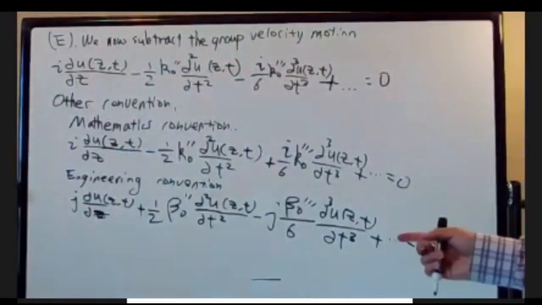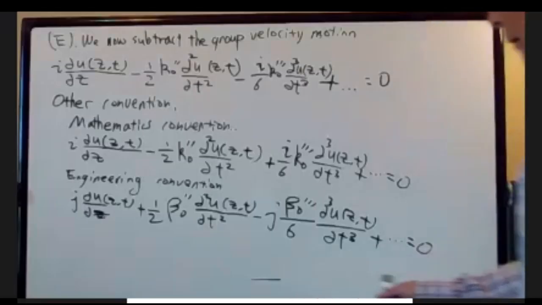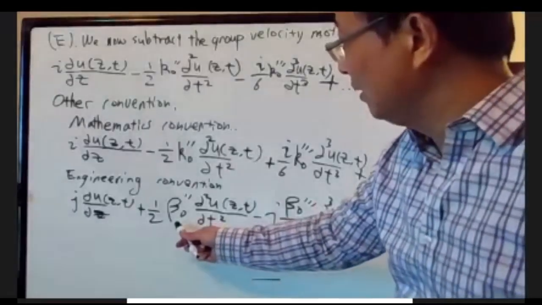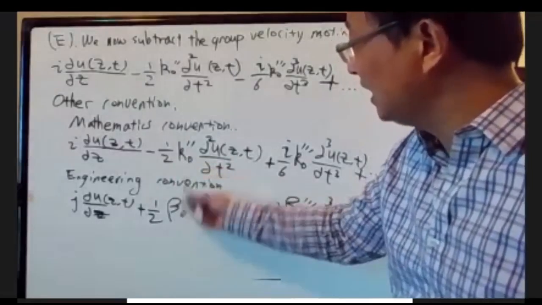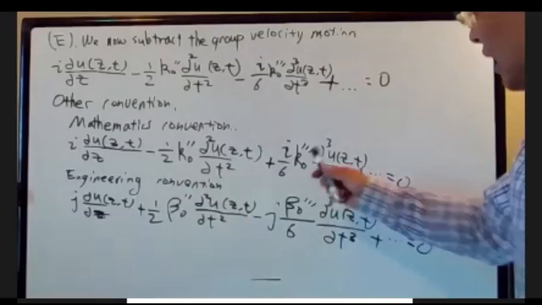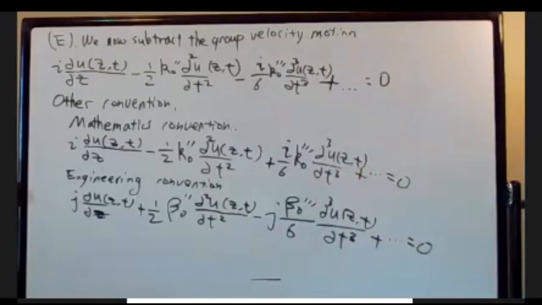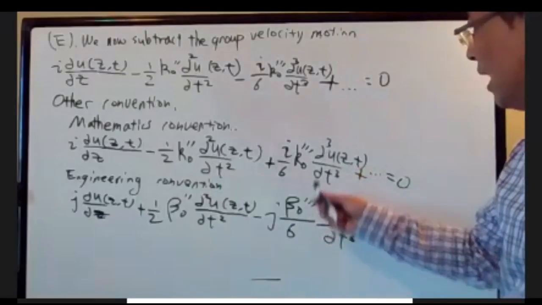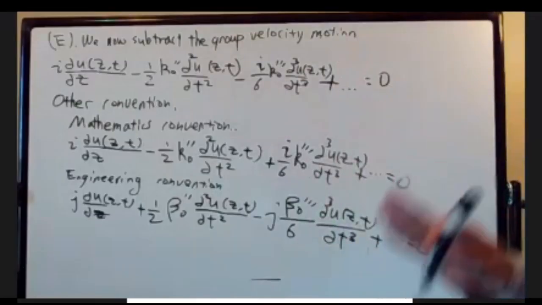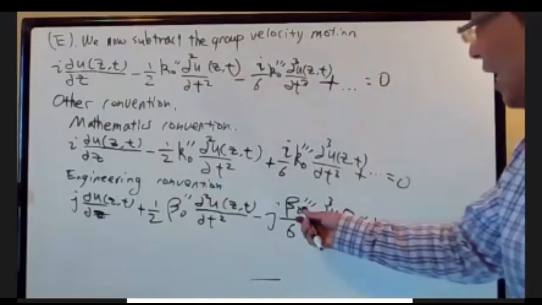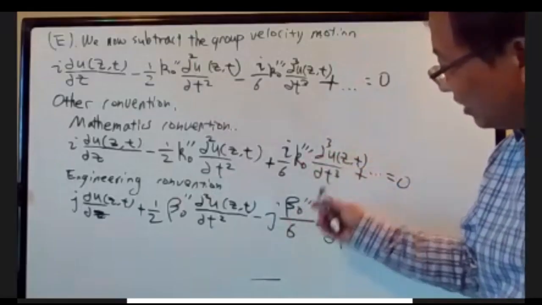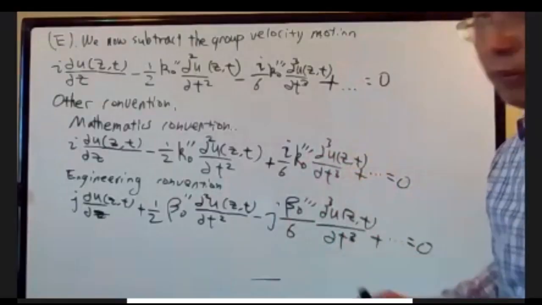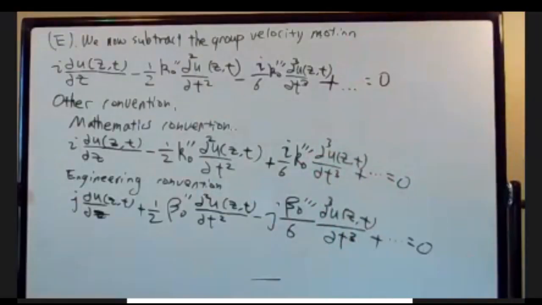So in engineering convention, people usually write beta, but you can consider this beta and K the same, right? Beta naught and K, beta naught triple prime and K naught triple prime. But actually, due to the sign change, beta naught triple prime and K naught triple prime have an inverse sign, right? But that's a secondary issue.